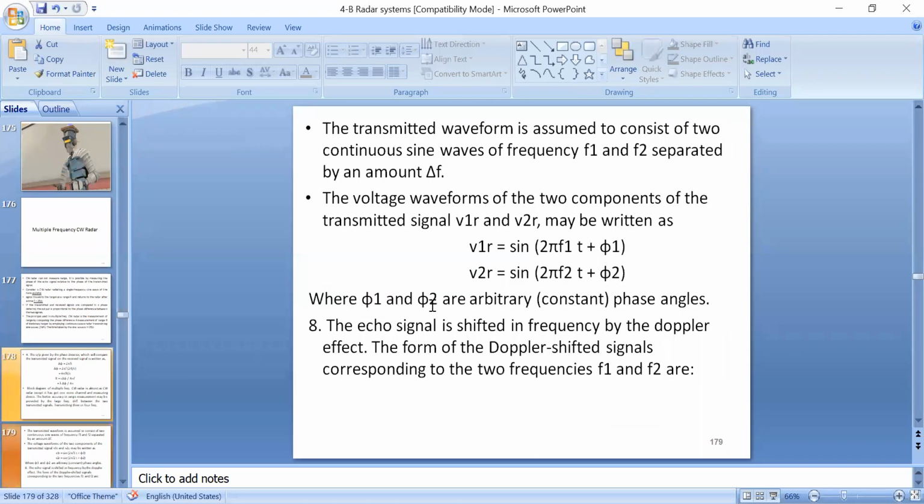And see here, if you consider two voltage waveforms are transmitted, right? Those waveforms have the frequencies F1 and F2.